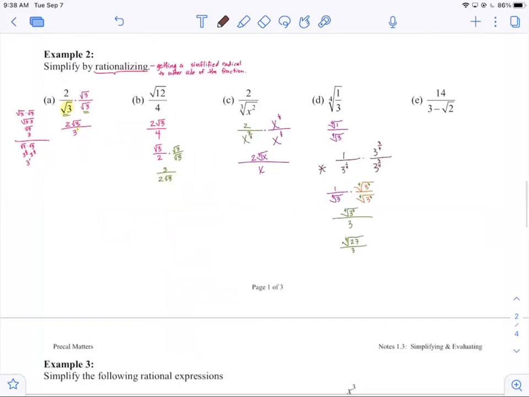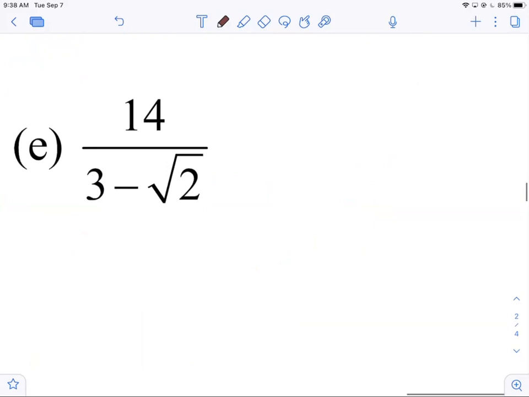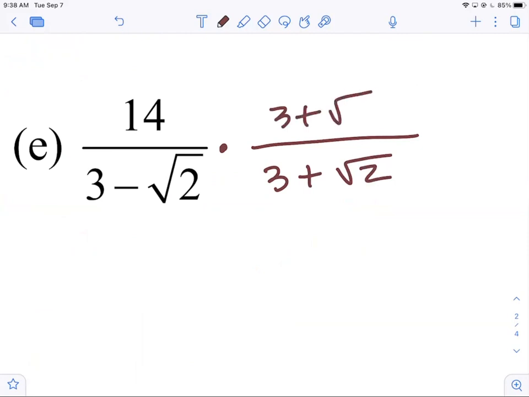All right, let's do one more here and then we'll call it today. Wow, what a fast-paced day. Look on part E. We have 2 terms in the bottom now instead of just 1 term. If you have 2 terms and one of them is a radical, you can't just multiply by the square root of 2 over the square root of 2. Okay? What you have to do is multiply by this. 3 plus the square root of 2, 3 plus the square root of 2.